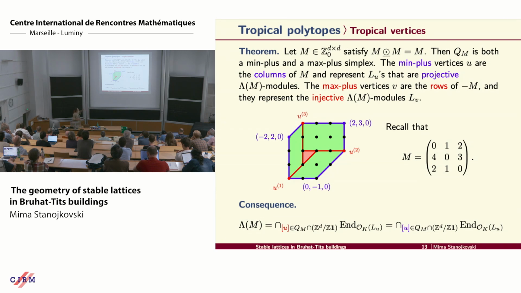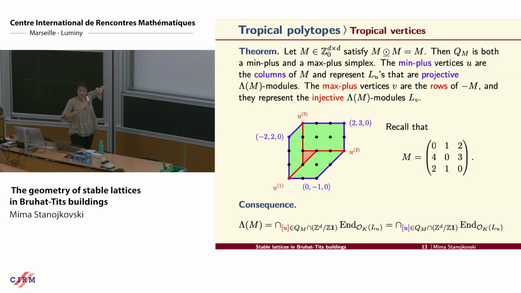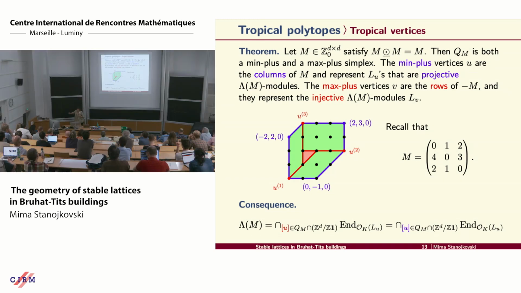And if we look at the columns of the matrix, these will give us the min plus vertices. I will tell you in a second what these are. And they describe precisely the isomorphism classes of the projective modules. While if we take minus the rows, we get the max vertices and the injective modules. So here is a picture, and I have here a grid because I wanted to draw these for you. You see the min plus vertices are those that I draw there in blue, and they come from taking the columns of the matrix.